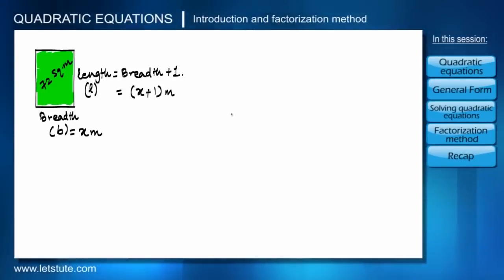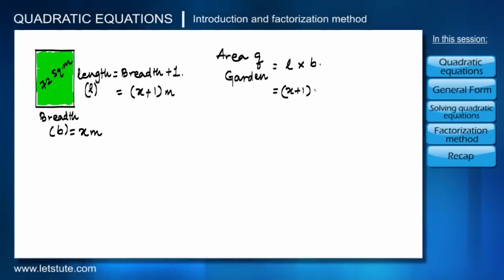Since the garden is in the shape of a rectangle, the area of the garden will be the same as the area of a rectangle, that is length into breadth, which equals x plus 1, the length of the garden, times x, the breadth. And the area of the garden, as we know, is 72 square meters. On calculating and rearranging, we get x square plus x minus 72 equals 0.